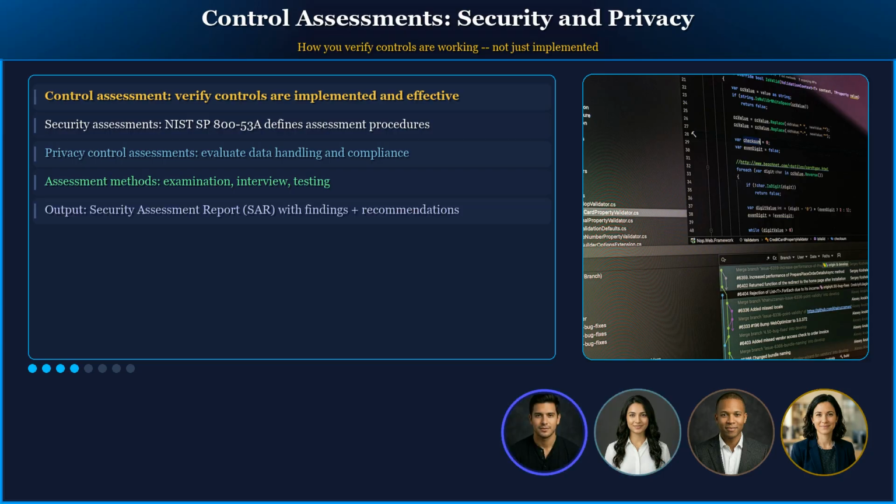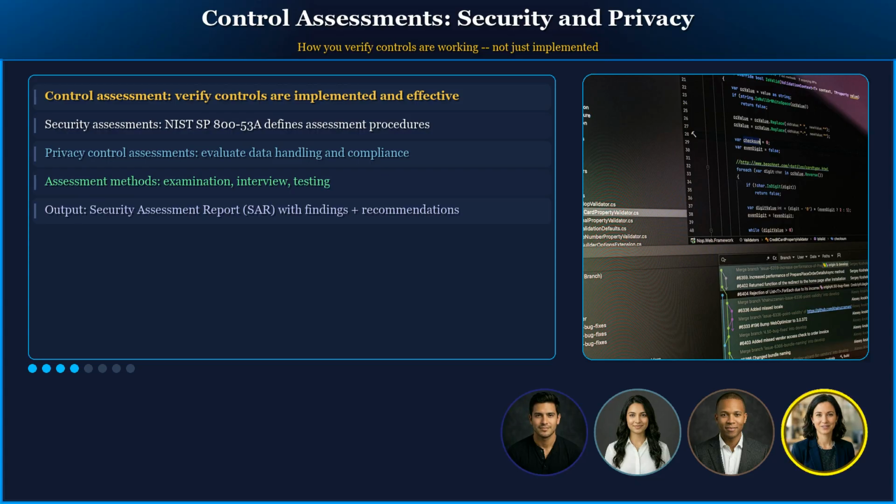The 3 assessment methods matter for the exam. Examination means reviewing documentation, policies, procedures, plans, logs. Interview means questioning personnel. Testing means running technical procedures against the system. Each method has different strengths and different blind spots. A complete assessment uses all 3. Candidates often see scenarios asking which method is missing when findings are incomplete.